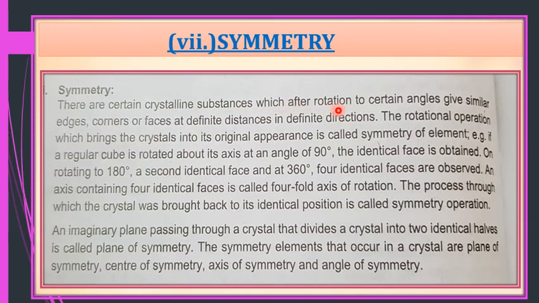For example, if a regular cube structure is rotated about its axis at an angle of 90 degrees, an identical face is obtained. On rotating to 180 degrees, a second identical face, and at 360 degrees, 4 identical faces are observed. An axis containing 4 identical faces is called a four-fold axis of rotation. The process through which the crystal is brought back to its identical position is called symmetry operation.